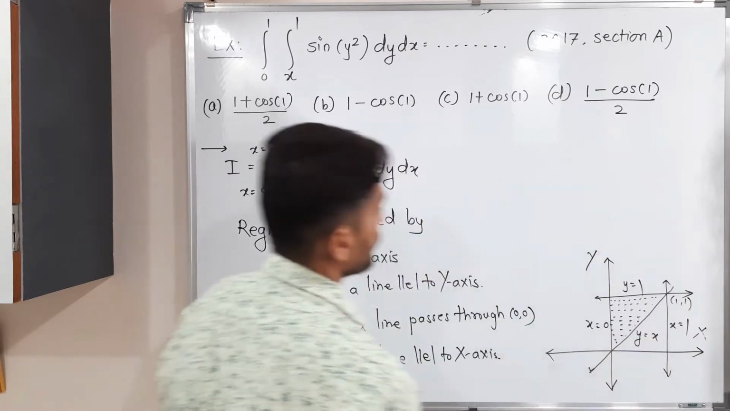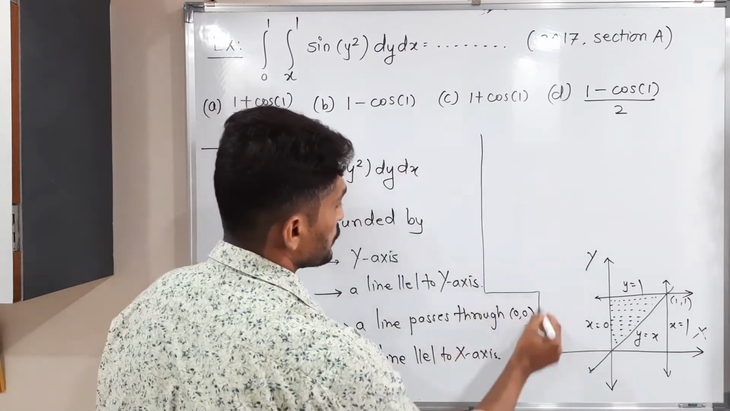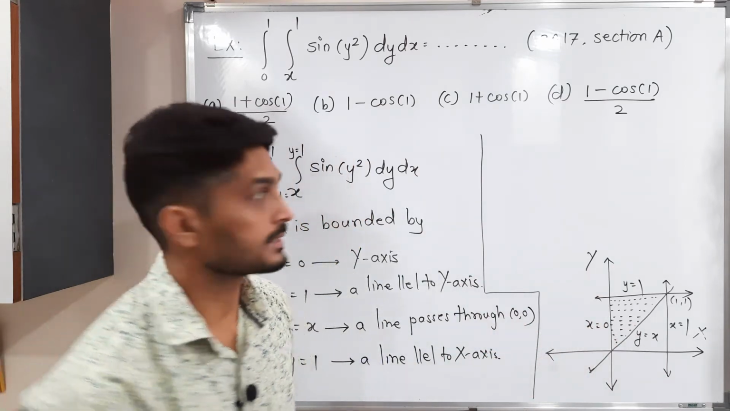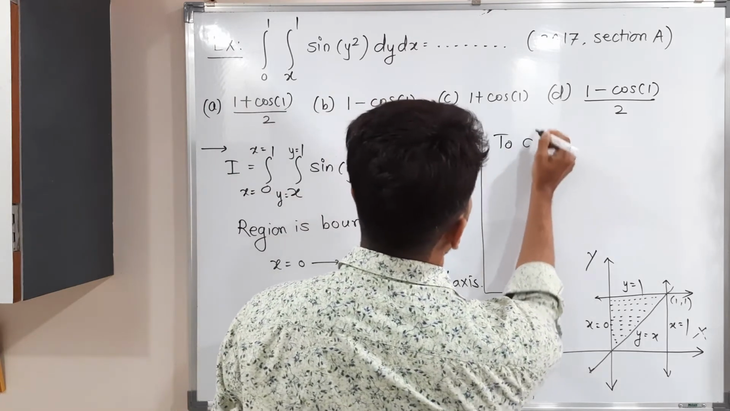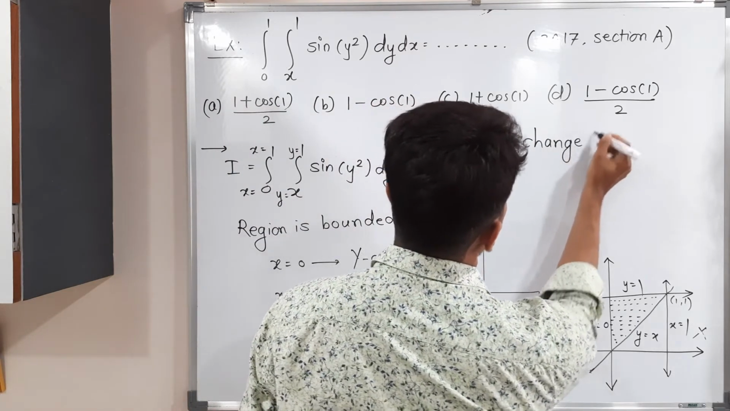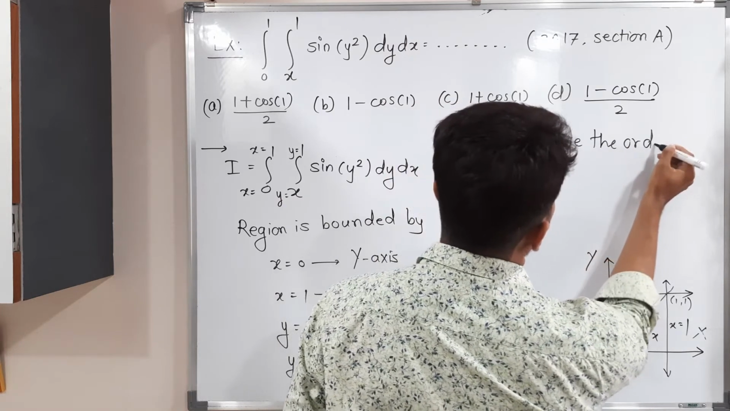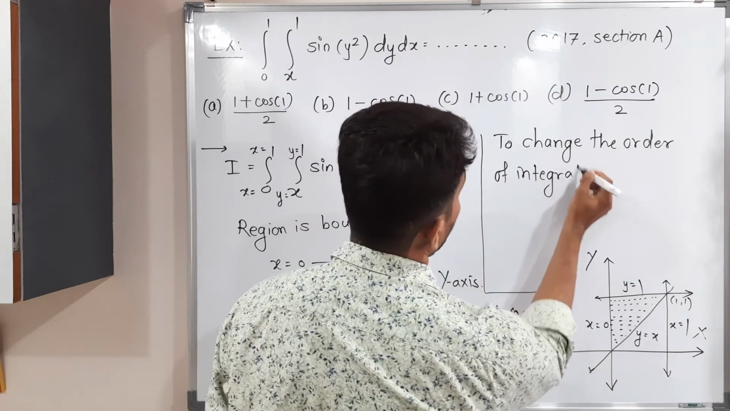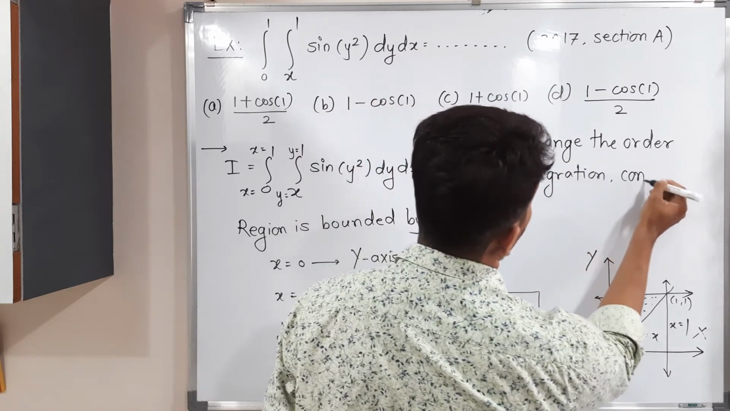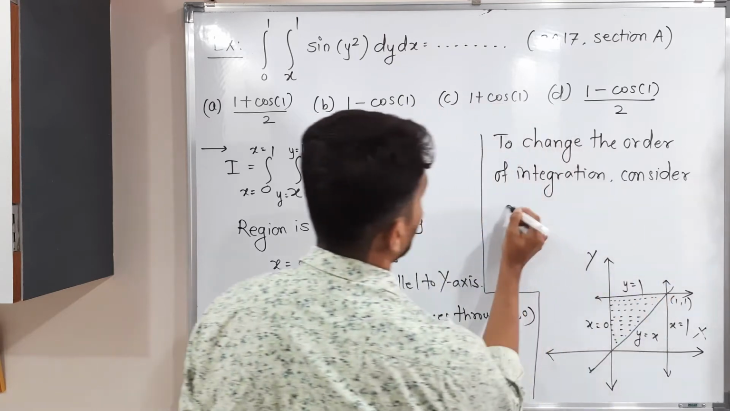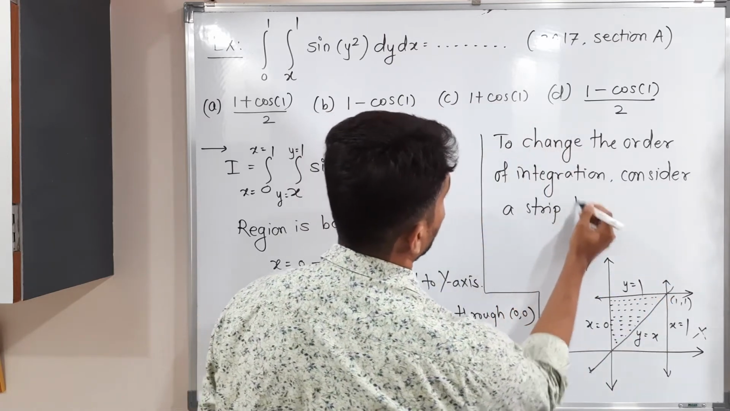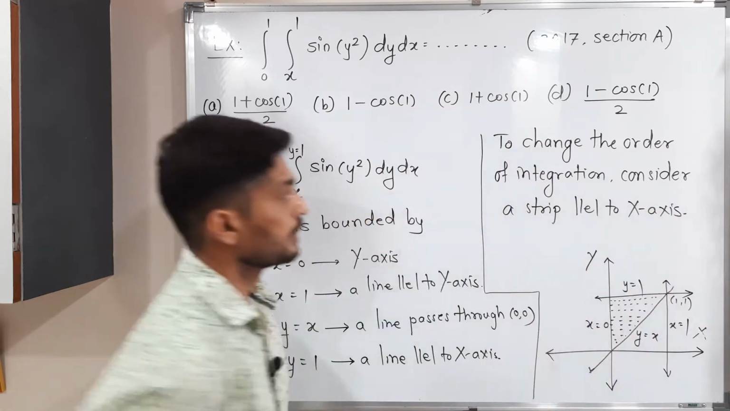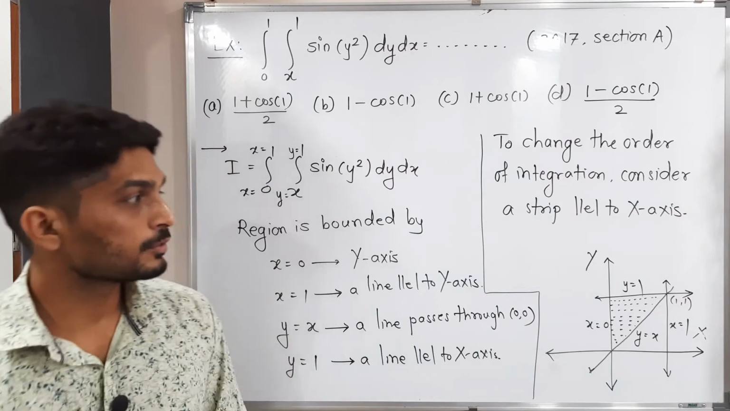To change the order of integration, we need to consider a strip parallel to the x-axis, since the given strip is parallel to the y-axis. I will mention here: to change the order of integration, consider a strip parallel to the x-axis. We are going to solve it further, but there is no more space to write.